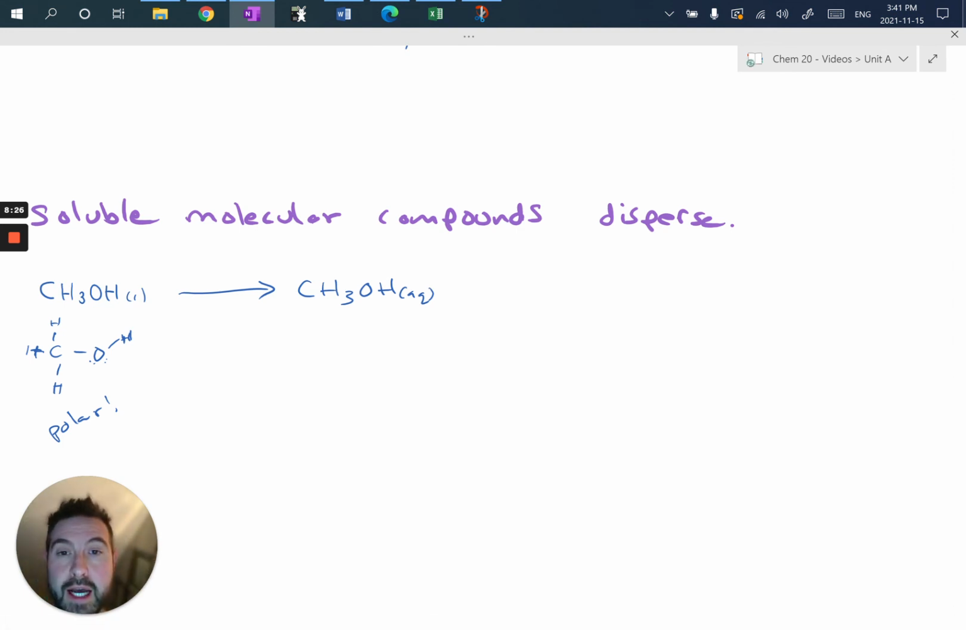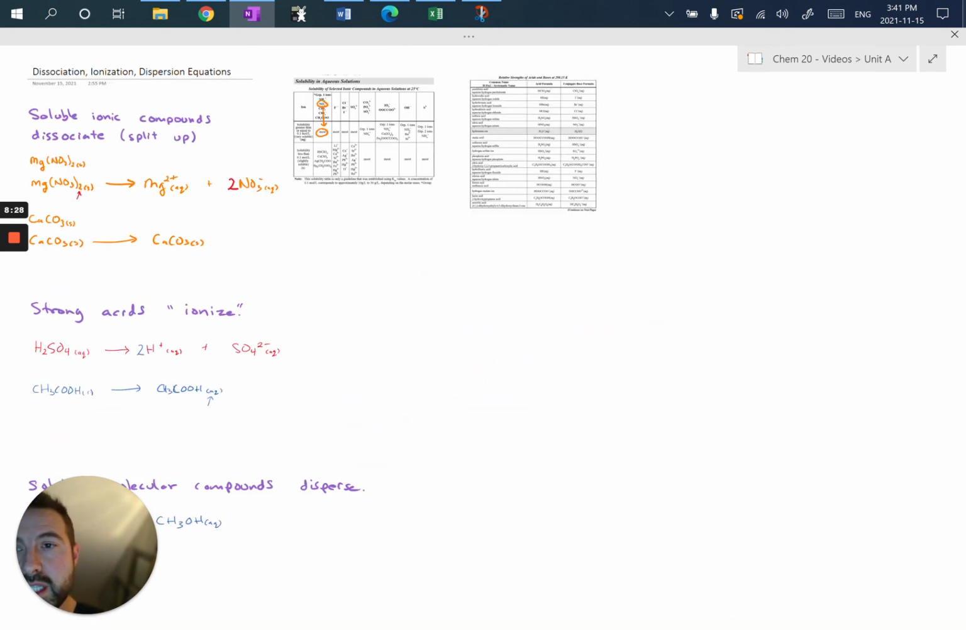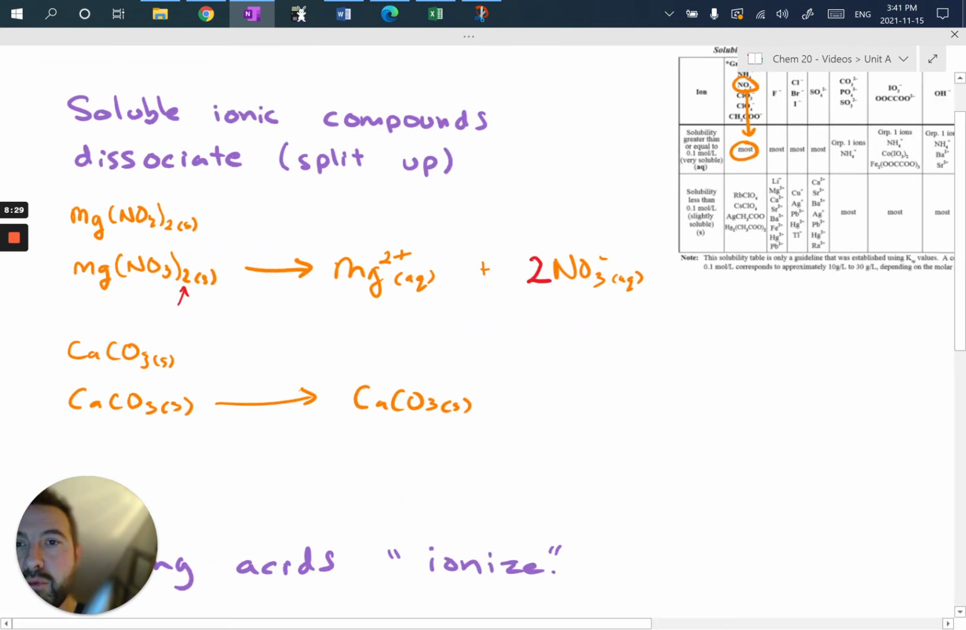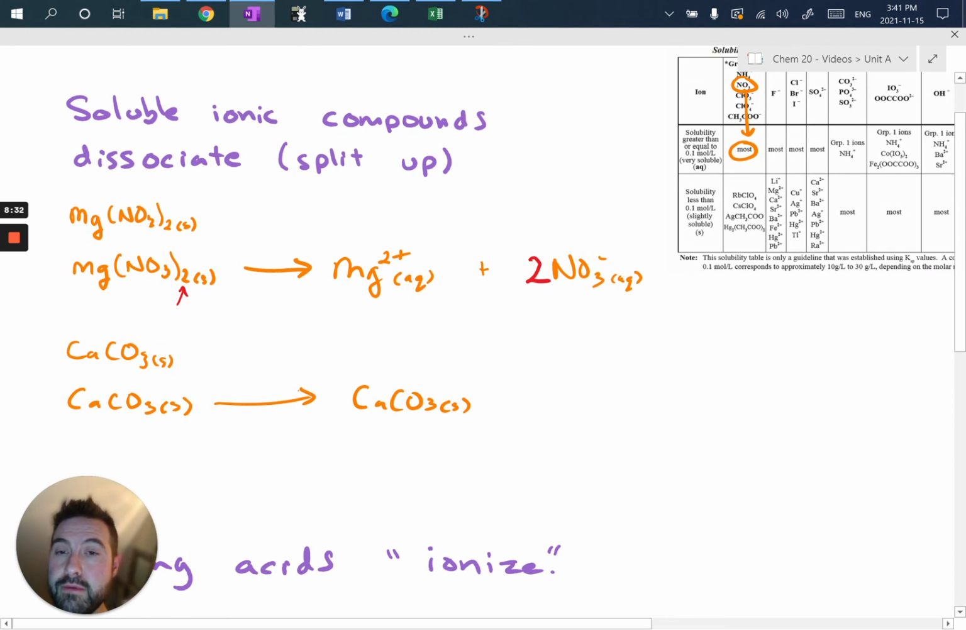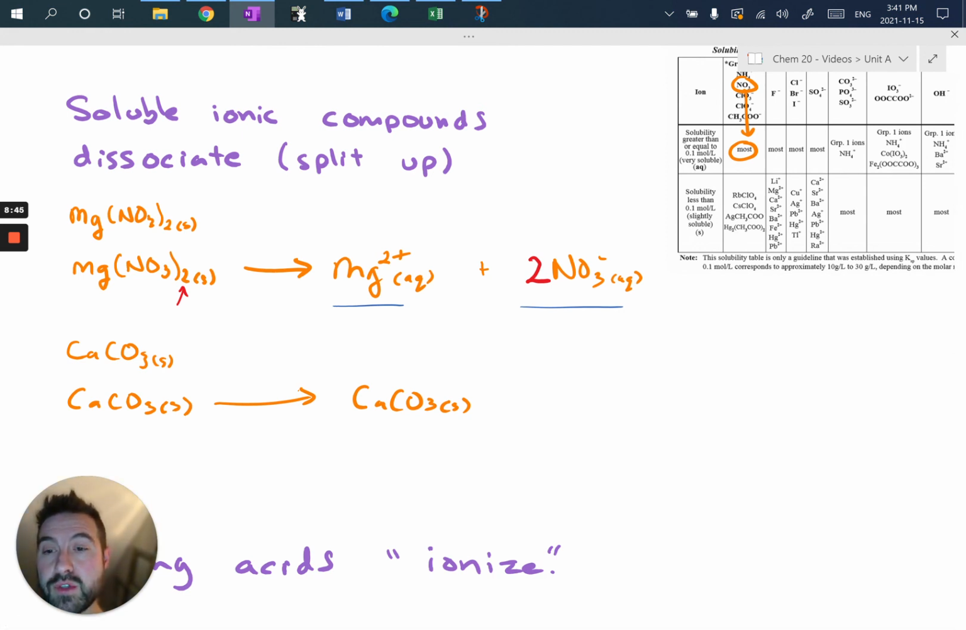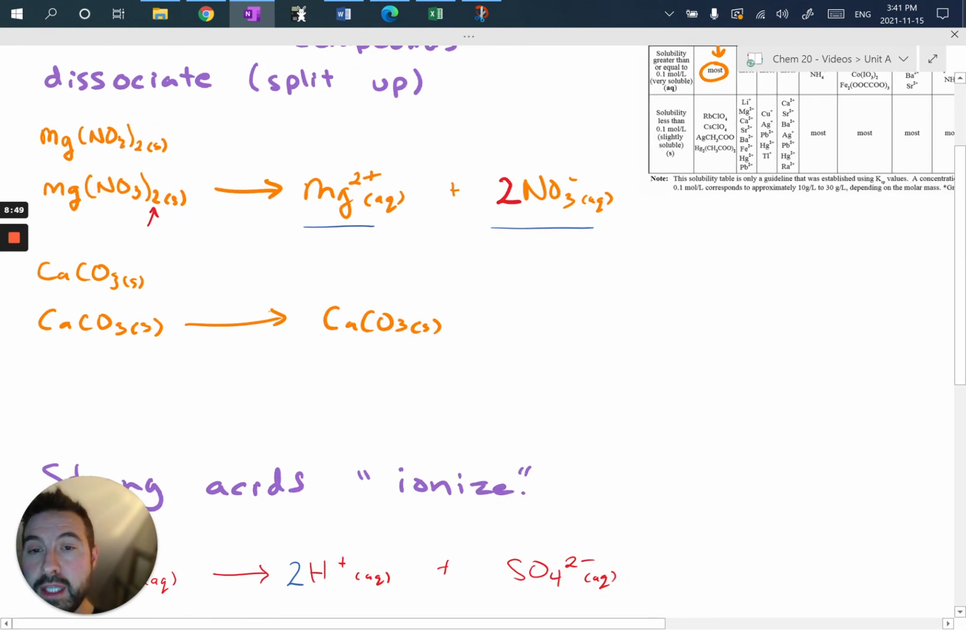Okay, so just in summary, one more time. For ionic compounds, if they are soluble from the solubility table, they are going to dissociate into their constituent ions, and you need to balance that equation using a coefficient. If they're low solubility, nothing's going to happen.